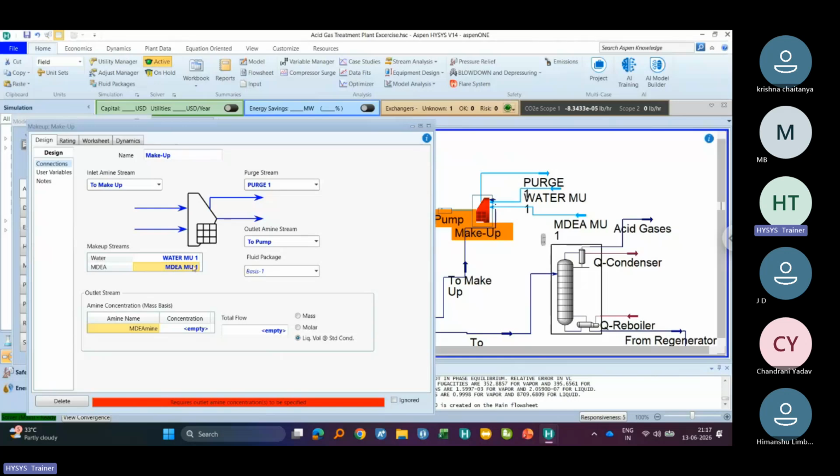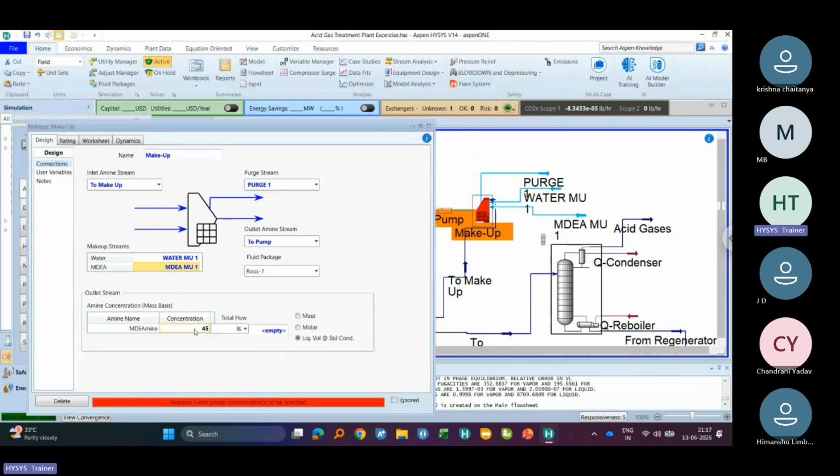So what they will do, they will enter that amine concentration of 45% over here, and it will cause that makeup block to go into some ROM calculation modes, and it will not just stop your simulation, but it will close your HYSYS, because it is going to be into an infinite calculation loop. So please don't do that. Whenever you are asked to enter the value for this outlet stream amine concentration, you should enter that value here, not here. It is 45%.